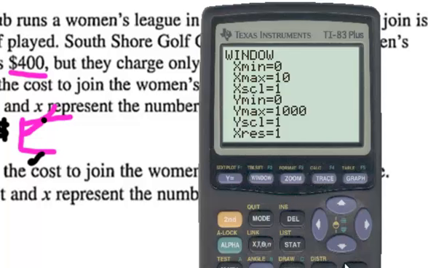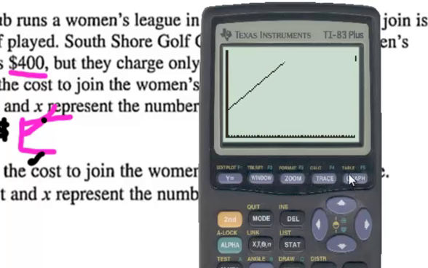But you could play a lot of golf in a year, so let's say you play like, I don't know, 50 times? I'm just going to guess. So our window settings are all set up now. If we push graph, we should be able to see what's going on.